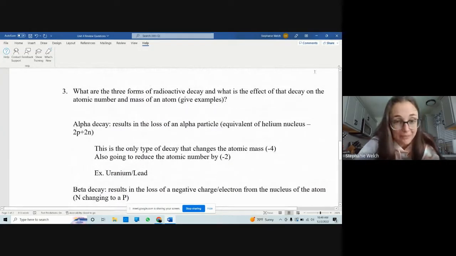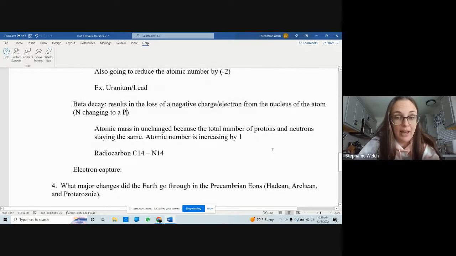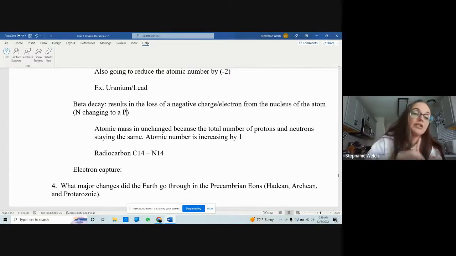So we've got 3 forms of radioactive decay. Alpha decay, which is the only one that's going to have a change in the atomic mass. Beta decay, which is going to change the atomic number, but not the atomic mass. And then electron capture, which is basically going to do the opposite of what beta decay does.